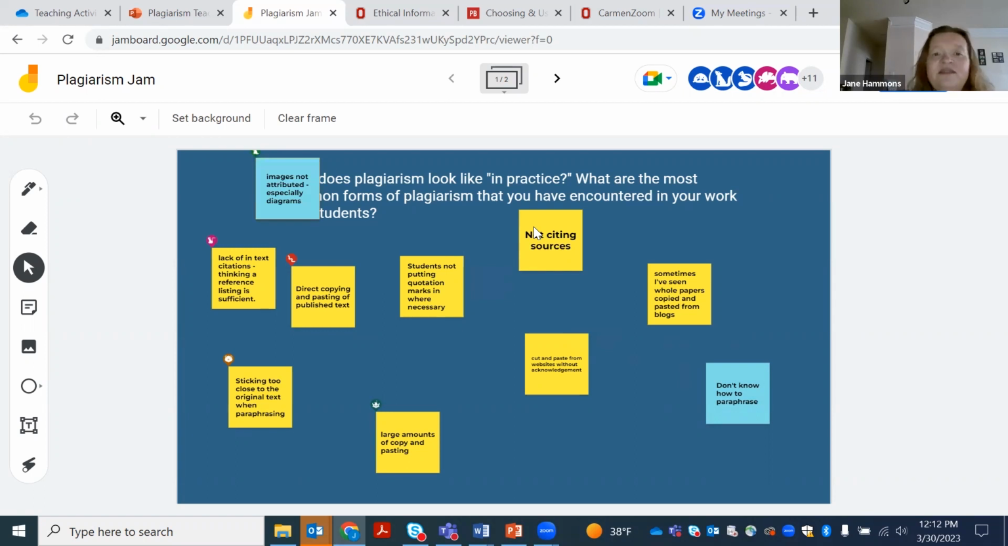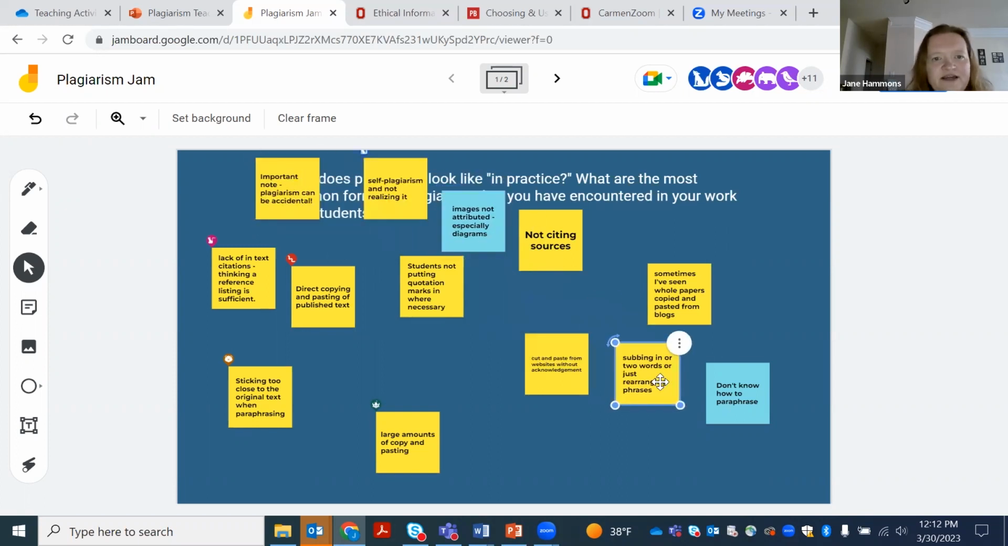Someone, I saw their note go in, that plagiarism can be accidental. Yes, that is absolutely the case. Plagiarism can often be accidental. Right. Images not attributed. That's a really good one, right? Students may think that plagiarism only counts if you're copying someone's words, and not recognizing it in terms of images. Absolutely.